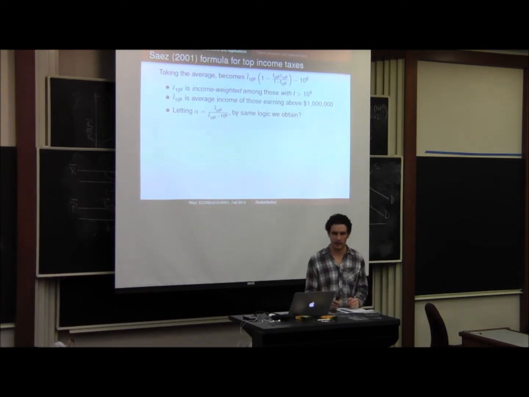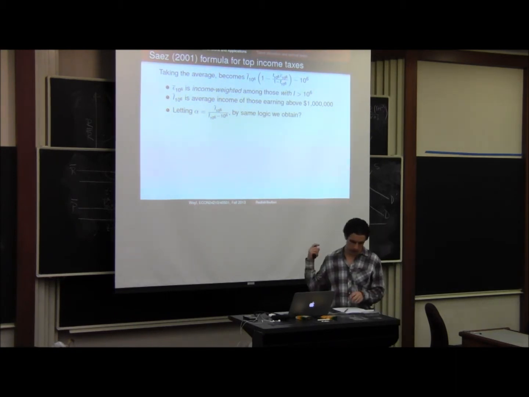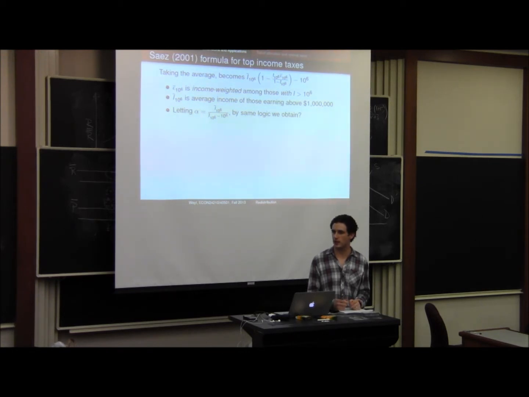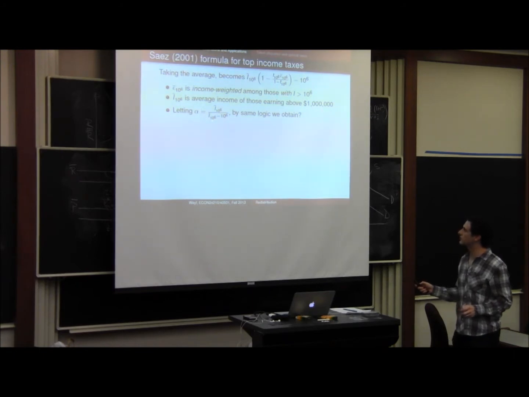If we now let alpha be defined as I bar sub 10 to the 6th over I bar sub 10 to the 6th minus 10 to the 6th, that is how much on average these people are earning divided by how much on average they're earning above $1 million, we can, by the same derivation we did before, derive the optimal tax rate. Franklin, can you come to the board and do that? Try to derive the optimal tax rate by setting this thing equal to 0 and using this definition of alpha.